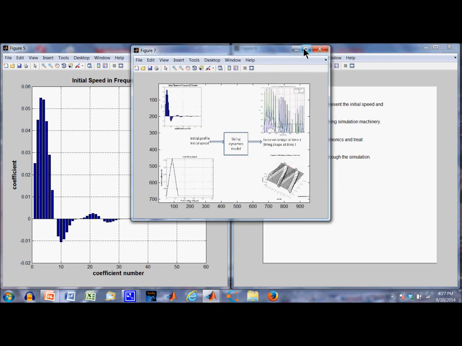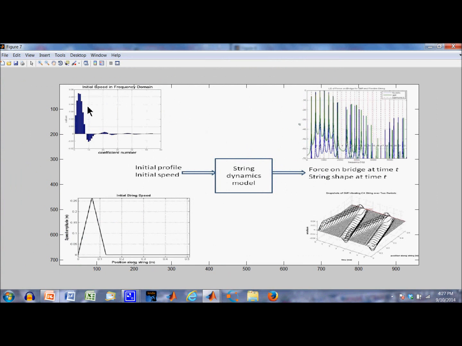Now here, for example, is the picture that we're going to be following. Here are the two representations of the initial string speed in the space domain and in the frequency domain. These are the inputs to the string dynamics model machinery. The outputs are the force on the bridge as a function of time, which is represented by a line spectrum. And then here is the string shape as a function of time, represented by a plot in the time and space domain. These two graphs here we'll show later in more detail.